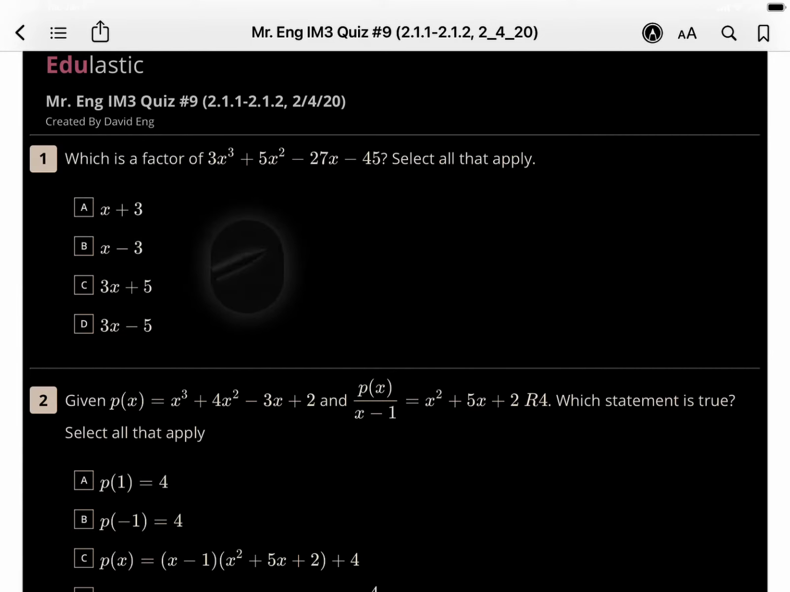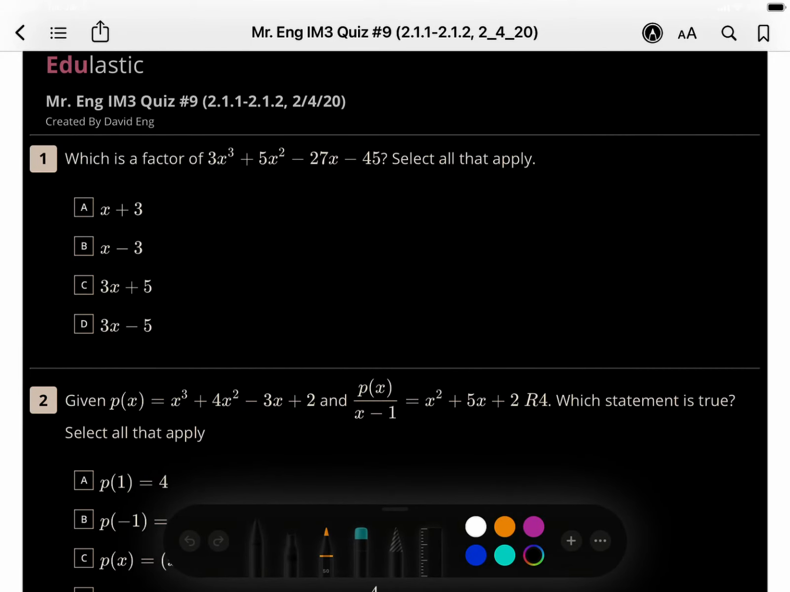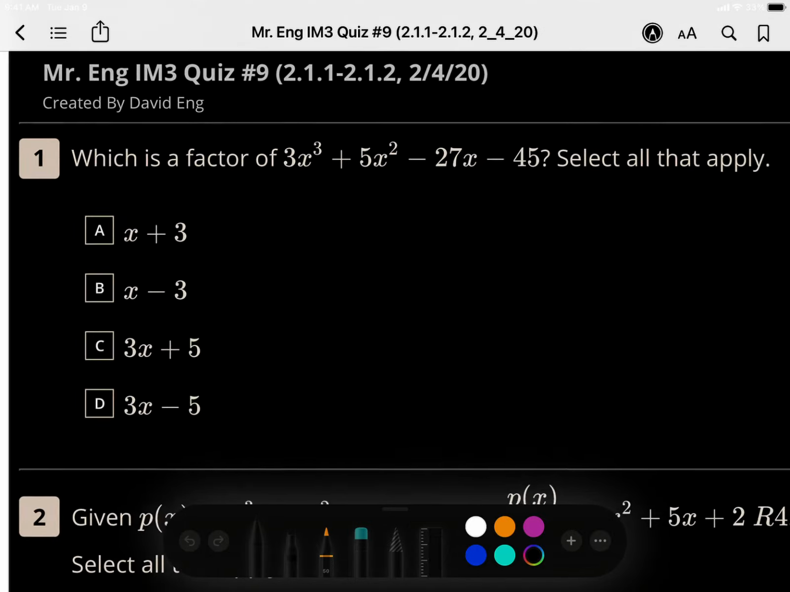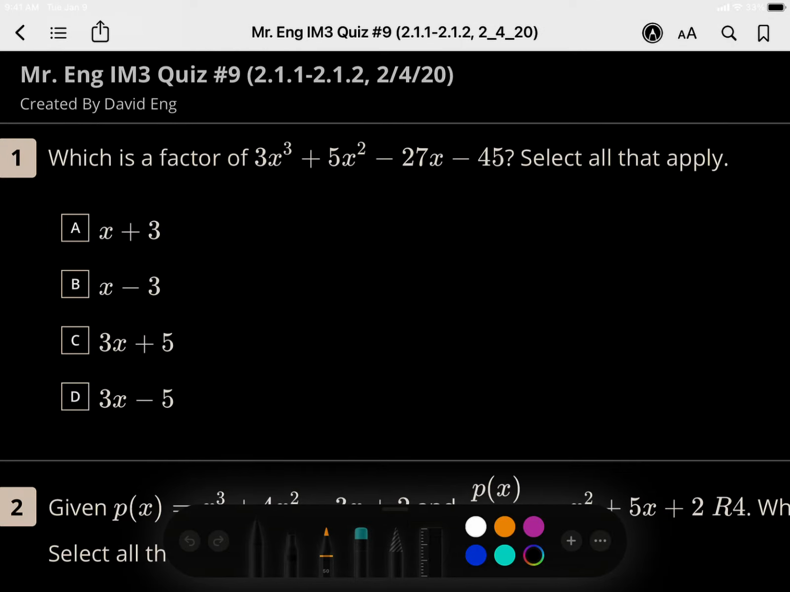Hey guys, let's go over the Integrated Math 3 quiz number 9, 2.11 to 2.12, February 4, 2020. Which is a factor of 3x cubed plus 5x squared minus 27x minus 45?